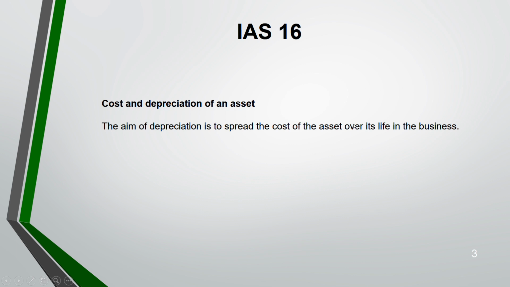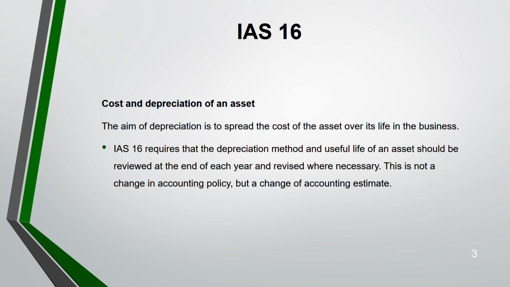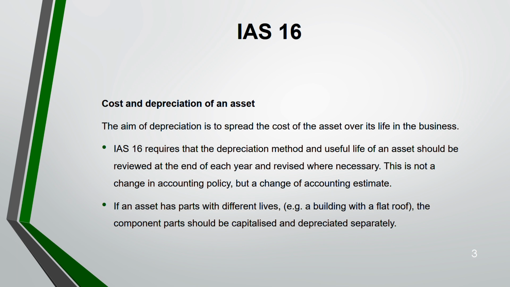Now, the aim of depreciation is to spread the cost of the asset over its life in the business. So IAS 16 requires the depreciation method and useful life to be reviewed at the end of each year and revised if necessary. This is not a change in accounting policy. Change in accounting method and useful life of the asset are changes in accounting estimate, which will be dealt with according to IAS 8 prospectively. And if an asset has parts with different lives, for example, a building with a flat roof, then the component part has to be capitalized and separately depreciated.